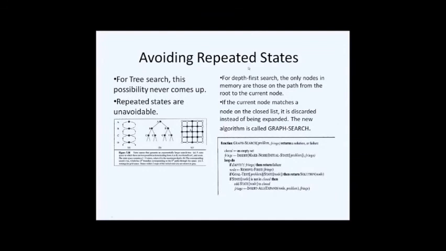For depth-first search, the only nodes in memory are those on the path from the root to the current node. Comparing those nodes to the current node allows the algorithm to detect looping paths that can be discarded immediately. This makes sure that finite state spaces do not become infinite. If the current node matches a node in the closed list, it is discarded instead of being expanded. The new algorithm is called graph search. On problems with repeated states, this is much more efficient than tree search.